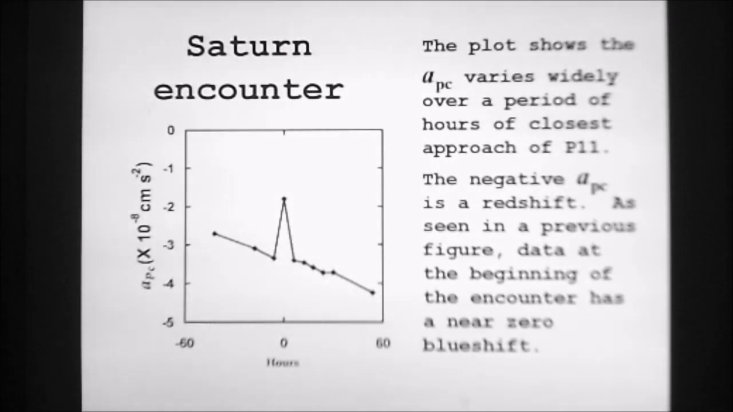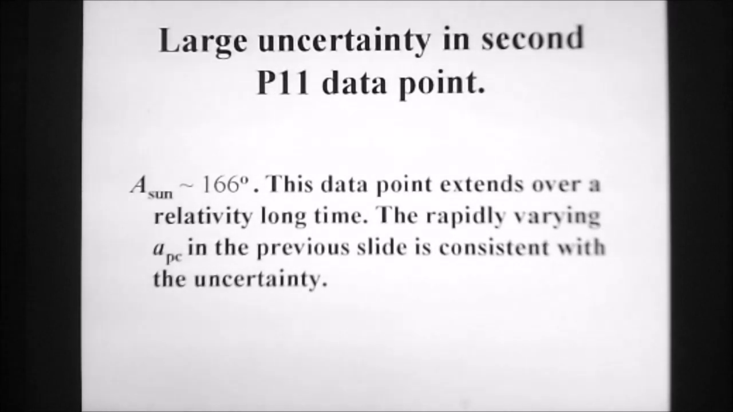This plot shows the acceleration varies widely over a period of hours around the closest approach of P11 to Saturn. The negative acceleration calculation is a redshift, as seen in the previous figure. Data at the beginning of the encounter has a near zero blue shift. A large uncertainty in the second P11 data point is the Saturn encounter. This data point extends over a relatively long time, some 50 days. The rapidly varying acceleration in the previous slide is consistent with the uncertainty. You'll notice the angle of the Sun is nearly on the other side of the Earth from the spacecraft, and so it doesn't play much of a role.